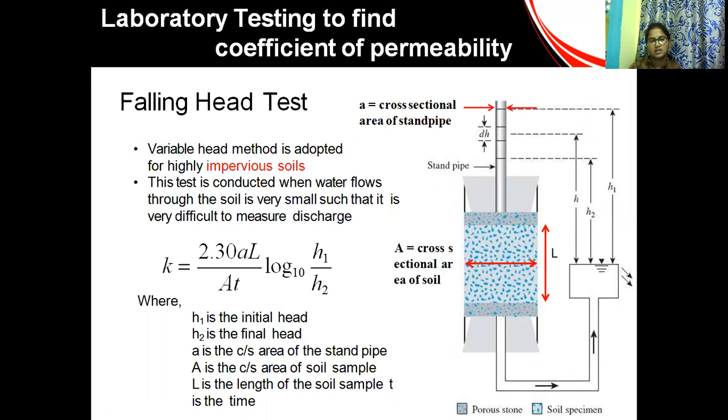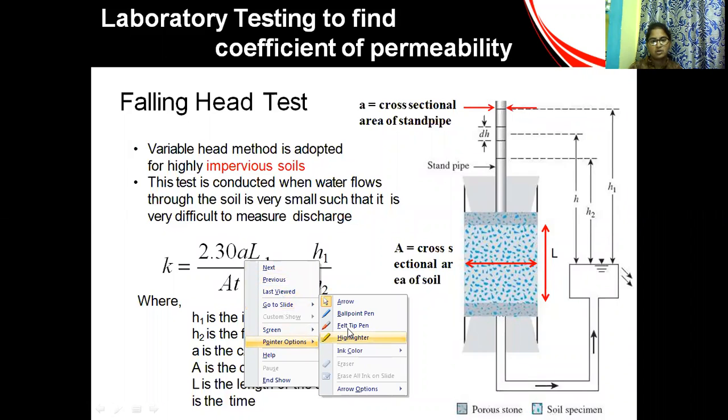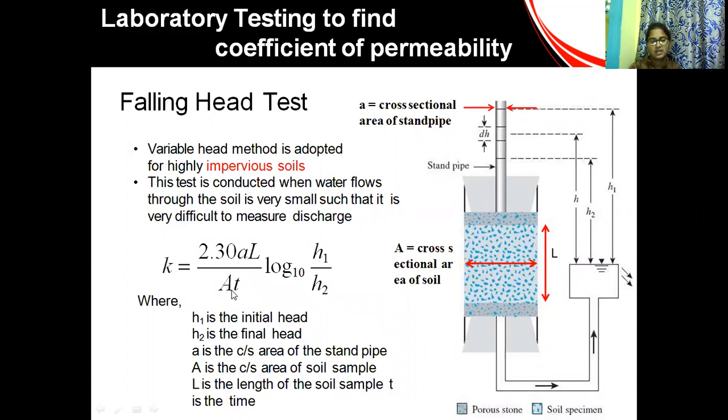So here, a is the cross-sectional area of the standpipe and L is the length of the specimen, A is the cross-sectional area of the specimen, t is the time required for the head to drop, and H1, H2 are the initial head and final head.